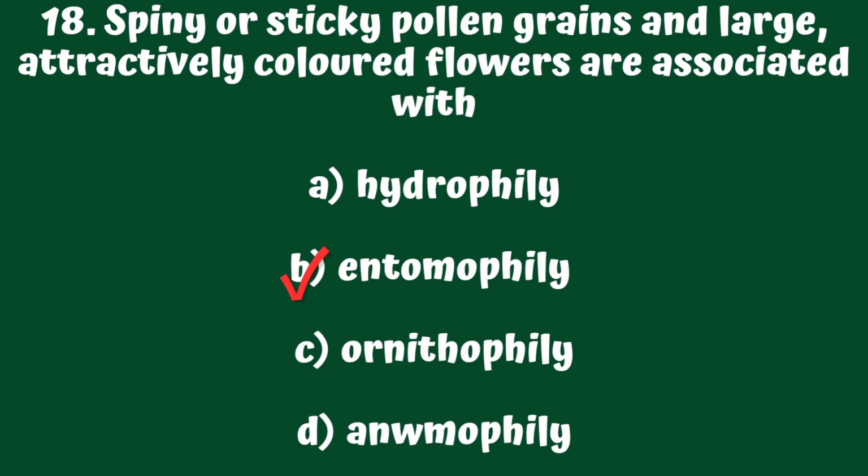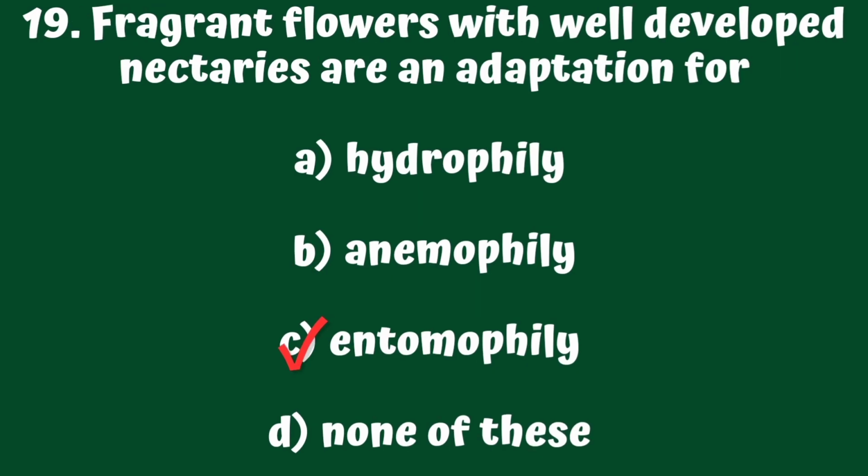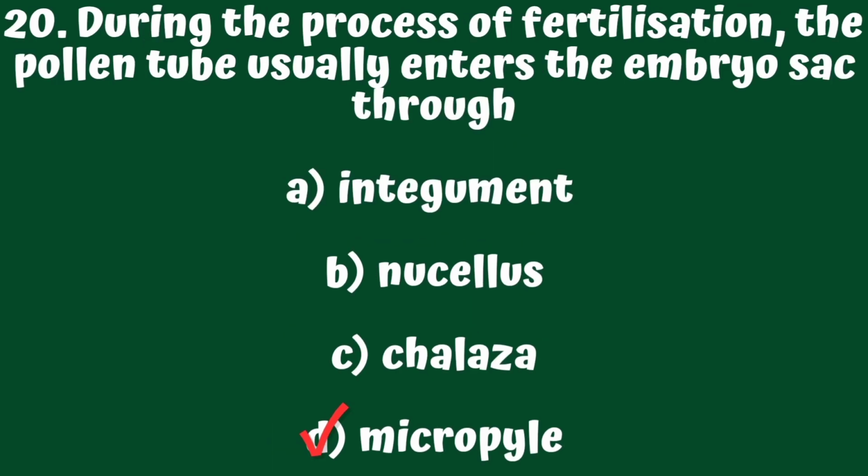Spiny or sticky pollen grains and large attractively colored flowers are associated with A. hydrophily, B. entomophily, C. ornithophily, D. anemophily. Fragrant flowers with well-developed nectaries are an adaptation for A. hydrophily, B. anemophily, C. entomophily, D. none of these. During the process of fertilization, the pollen tube usually enters the embryo sac through A. integument, B. nucellus, C. chalaza, D. micropyle.